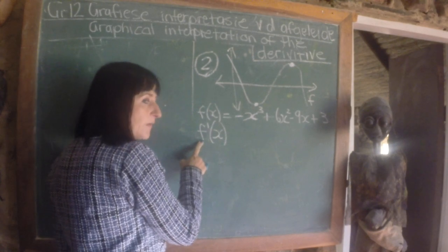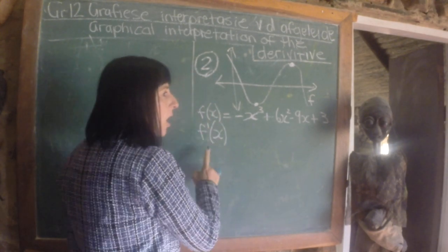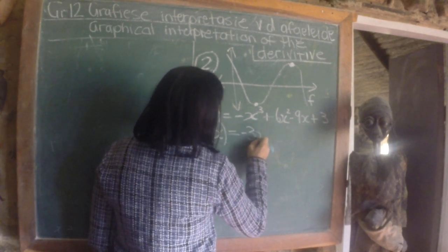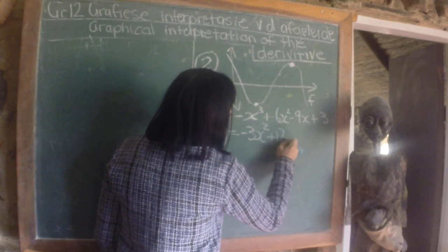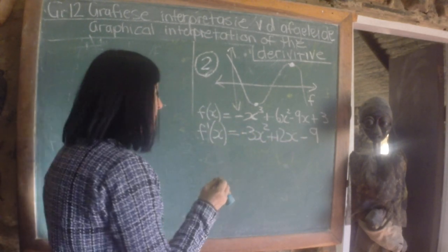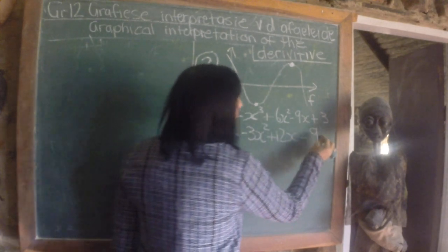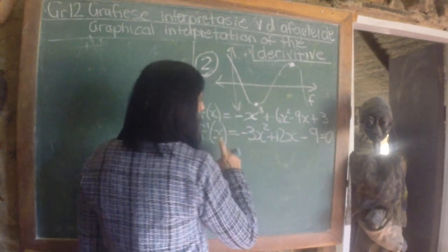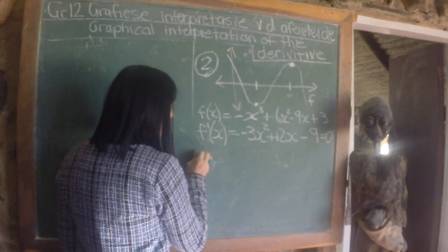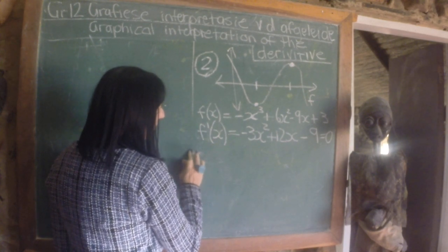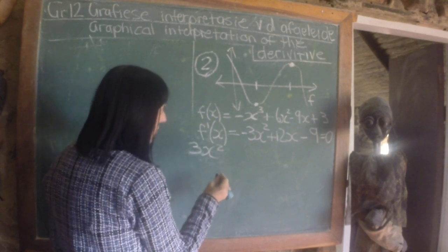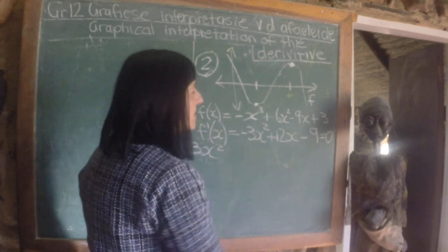Want ek weet, my afgeleide gee vir my die gradiënt van die raaklyn by 'n spesifieke x-waarde. So, let's derive. Minus 3x square plus 12x minus 9. And to get the stationary point, the derivative must there equal 0. So as ek nou daai x-waarde skryf, dan sit die x-waardes van my draaipunt. So kom ons gaan doen dit. Kom ons maak dit positief, multiply right through with a minus 1, then you get 3x squared. Kom ons gaan deel dwarsdeur met minus 3.